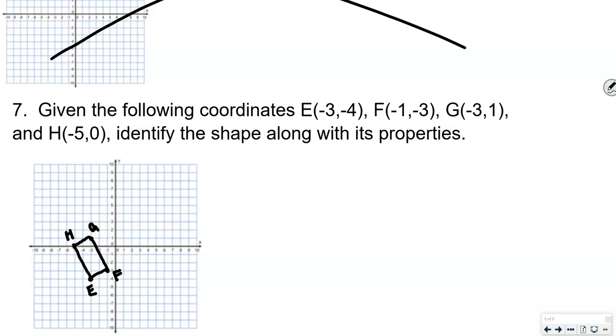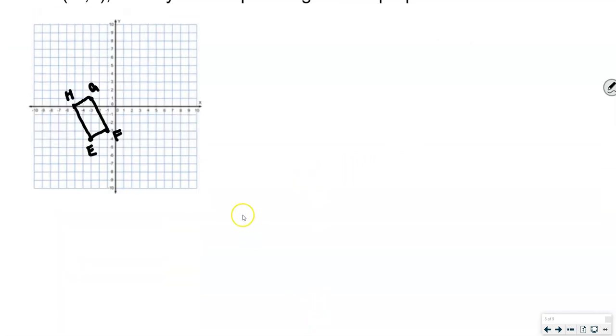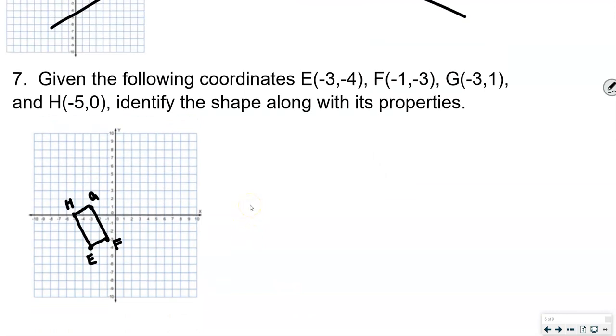So I want you guys to make an observation. What do you think that shape is? A rectangle, right? Okay, but we have to prove that by talking about the properties of a rectangle. One of the things we know about a rectangle, and you learned this when you were little, is that opposite sides are equal, right?